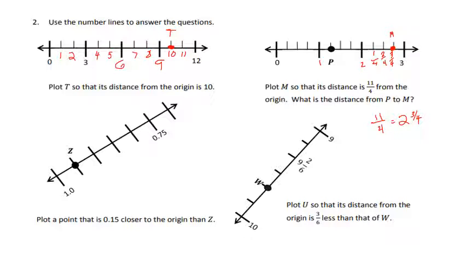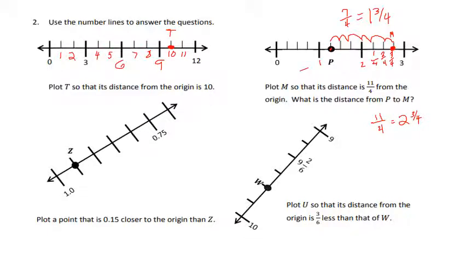Now it says, what is the distance from P to M? Now just like with the origin, I would not count where I'm at right here on P. So I would count, there would be 1/4, 2/4, 3/4, 4/4, 5/4, 6/4, 7/4. So it would be 7/4 is the distance, which is actually equal to 1 3/4. Notice I counted fourths because that's what they were split up into.